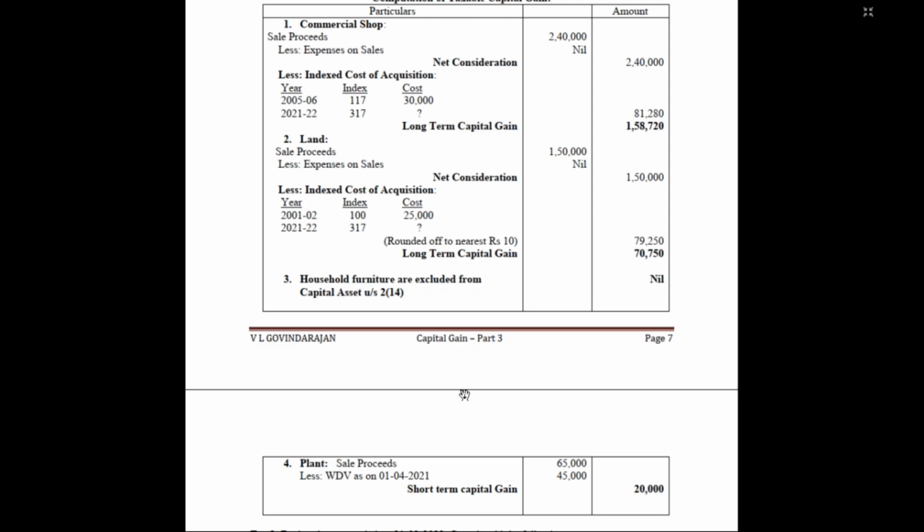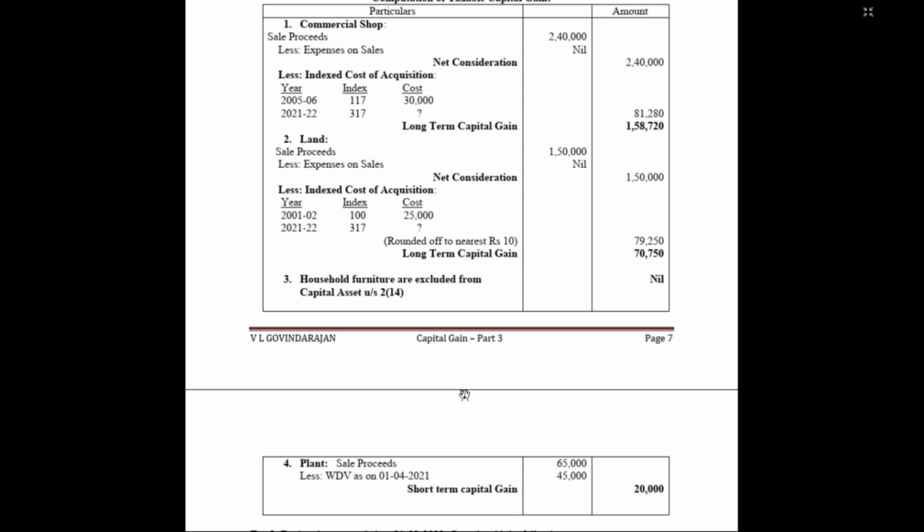Next, the third one, household furniture. Household furniture will not be a capital asset under section 2, subsection 14. So any household furniture items sold, that asset is excluded from capital asset. So ignore that one. Household furniture is excluded from capital assets, so taxable capital gain will be nil.